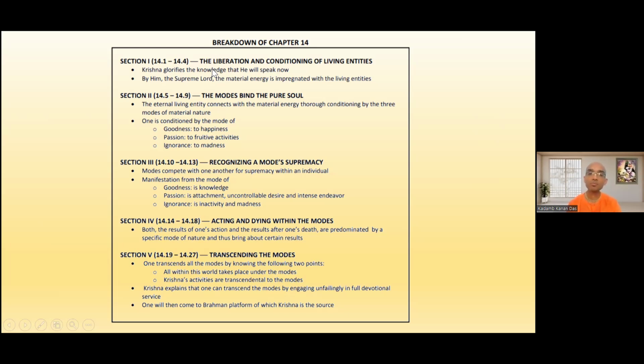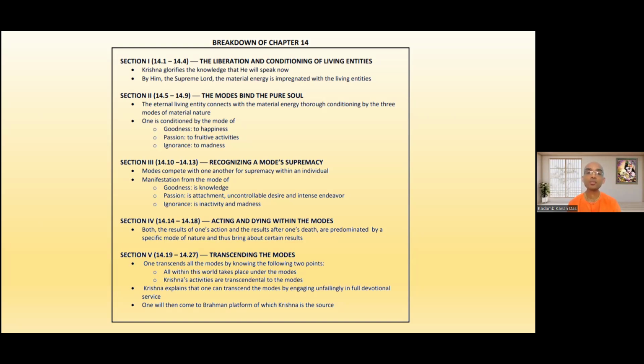In section 3, there's a description of how there is a competition amongst the modes. It is not that only one mode is currently active. There is always a competition, and we keep changing from one mode to another, and it is our choice which mode we want to be empowered by. Section 4 mentions the results of different modes: if we act in a certain mode or die in a certain mode, what results a person is going to attain.